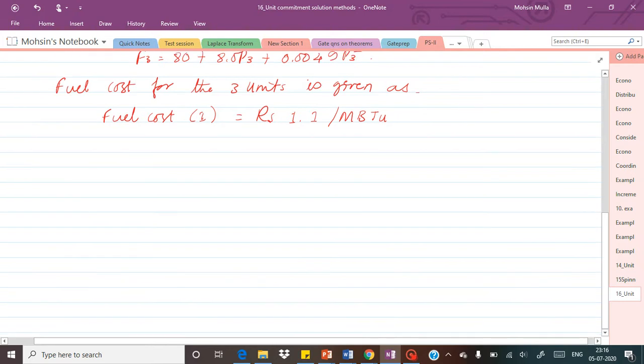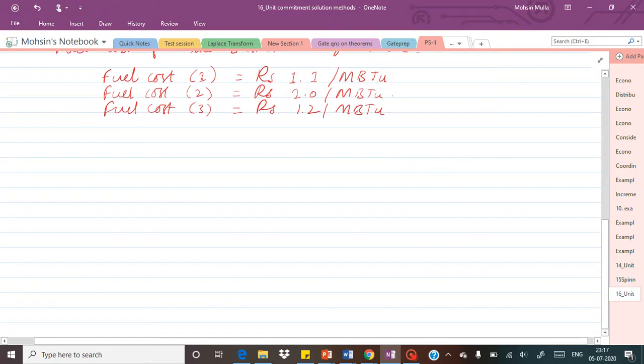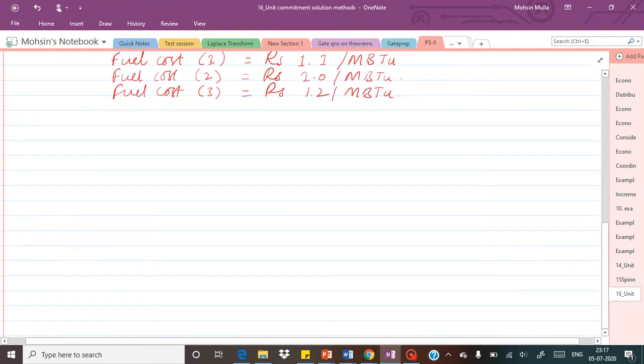Okay, so now similarly for the second unit also the cost is given here. That cost is given as rupees 1.0 per MBTU. Then similarly the fuel cost of unit 3 is rupees 1.2 per MBTU. Okay, so if this is given, then we have to determine which of the units should be operated, mostly kept on, and which of the units are to be turned off when the load is reduced. So now let us try to obtain that.